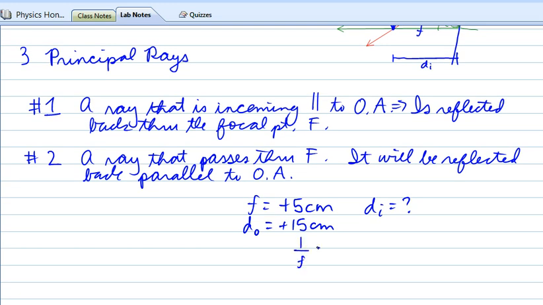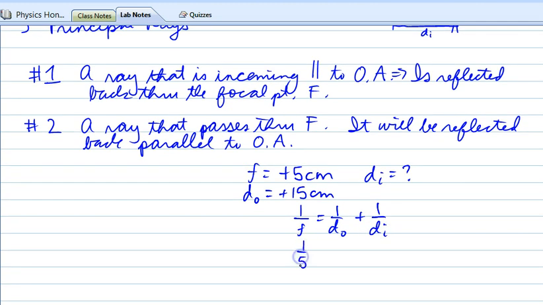So 1 over f equals 1 over DO plus 1 over DI. So 1 over 5 equals 1 over 15 plus 1 over DI. Notice that I have a positive 5 and a positive 15. Those are both very important.